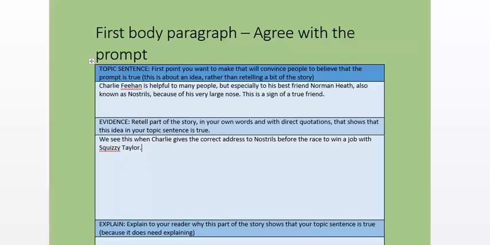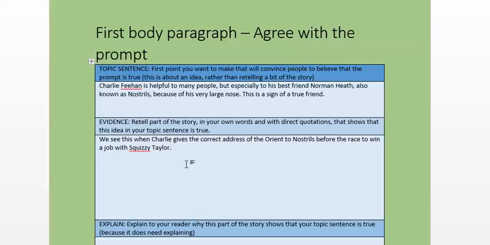So already I have given away about four pieces of information to show that I know. I'm talking about it being the correct address. In fact, why don't I say the correct address of the Orient Club. I think it is, or the Orient? I don't know, I'll look in the book. To Nostrils before the race to win a job with Squizzy Taylor.